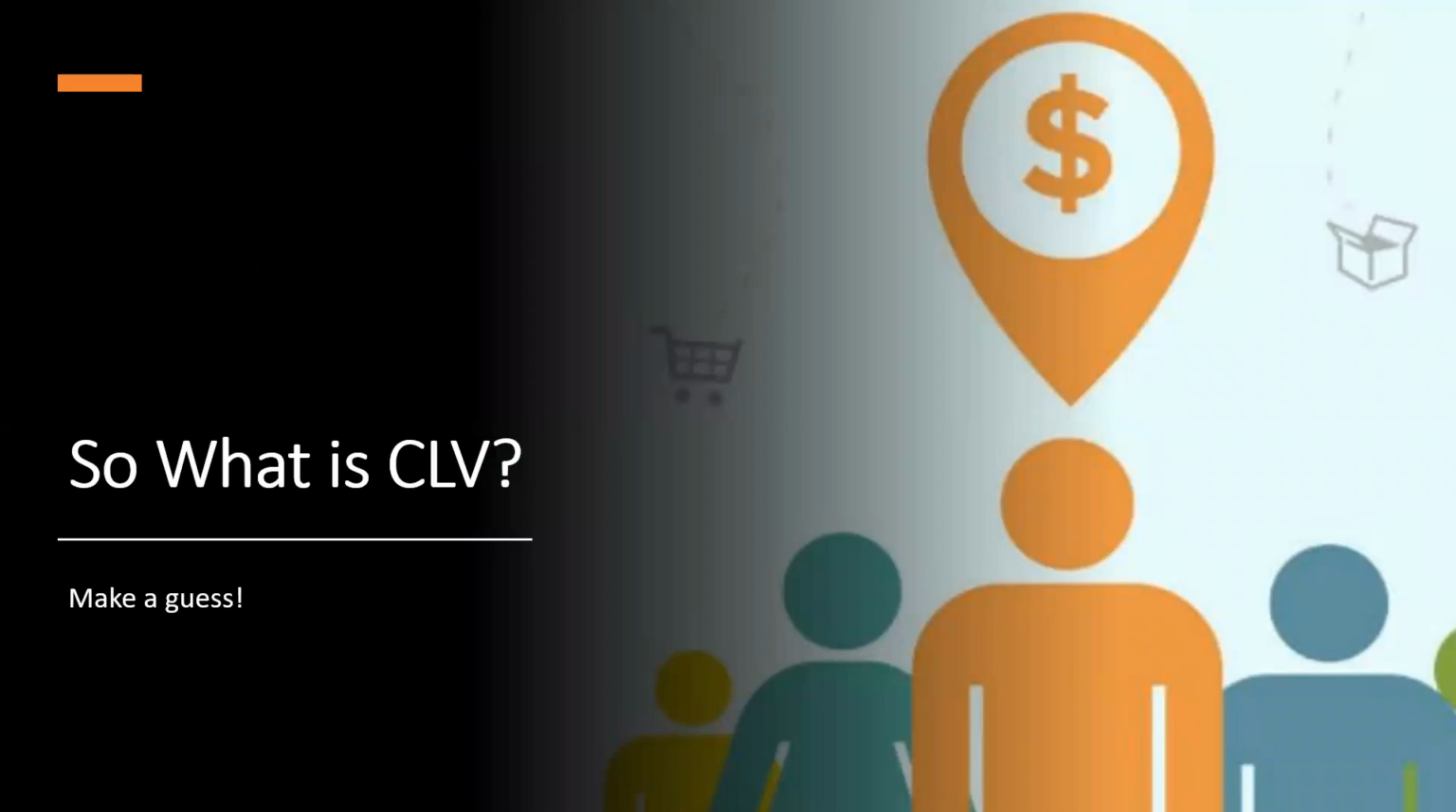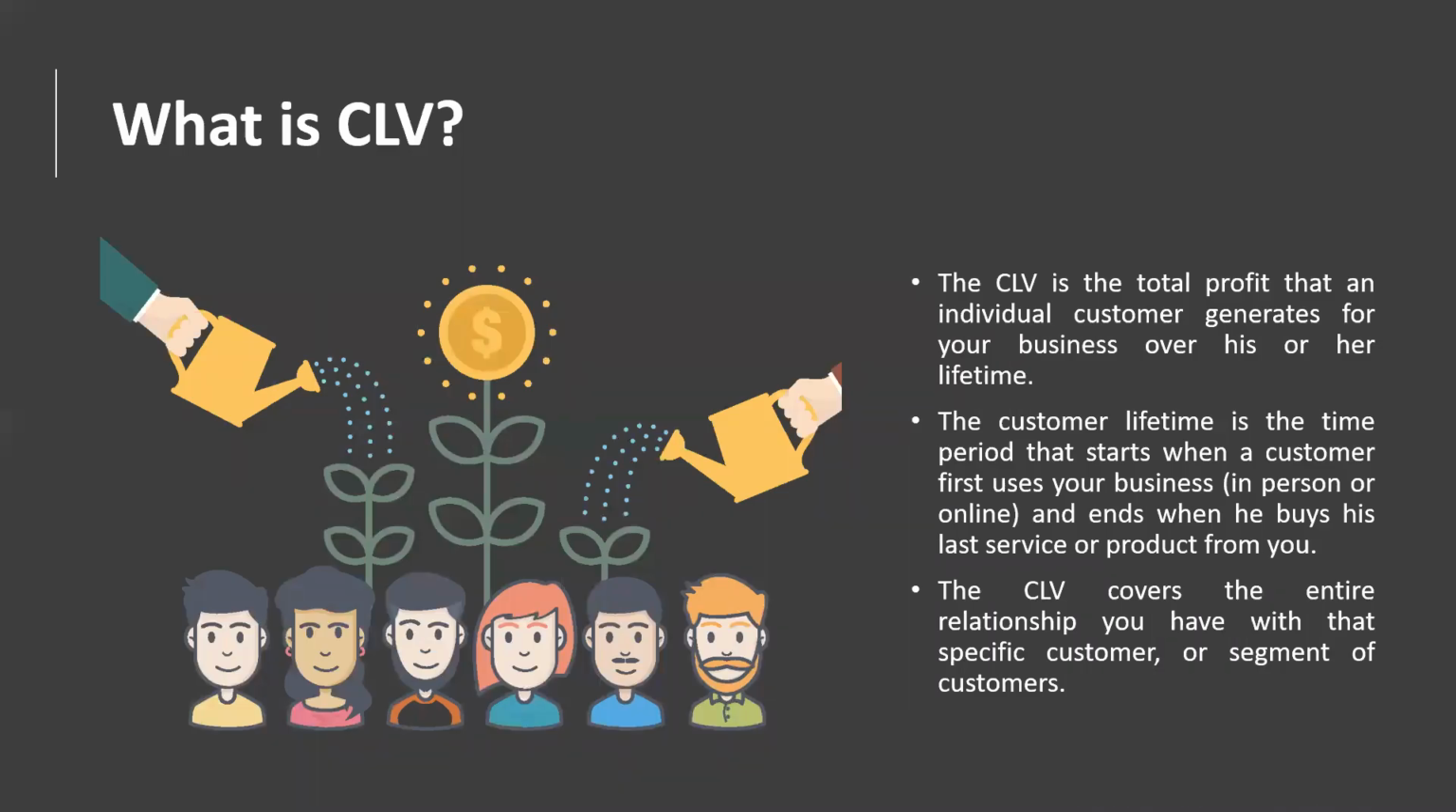So what is CLV? It is the total profit that an individual customer generates for your business over his or her lifetime. So what is the revenue? What is the profit actually that you're going to get? So revenue minus cost over a period of time. The cost that you incur to acquire and retain the customer, the revenue that you will get from the customer, together overall, what is the total profit that you can generate from an individual? This is what is called customer lifetime value.